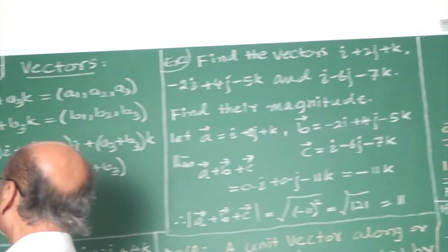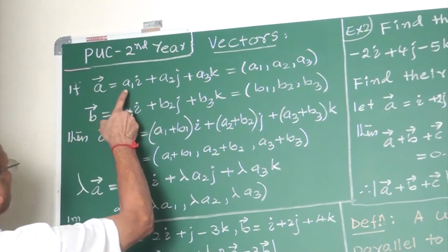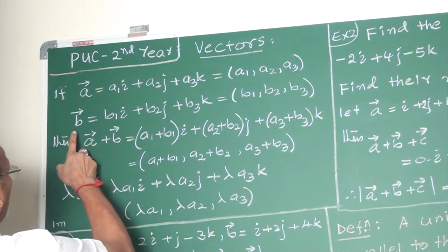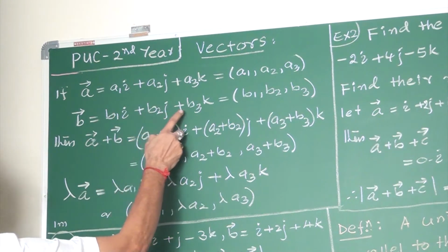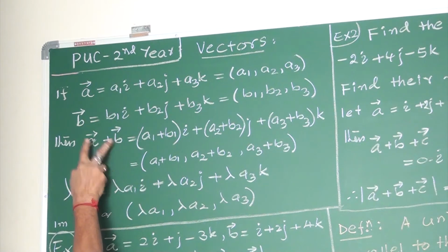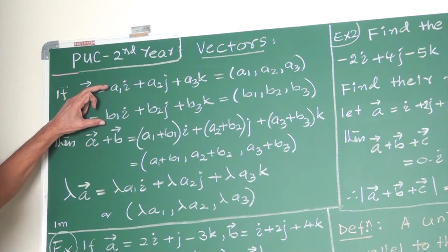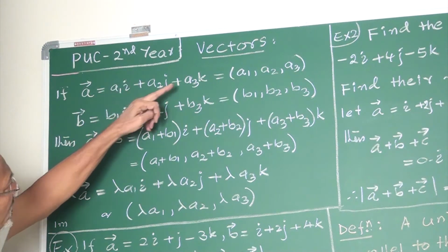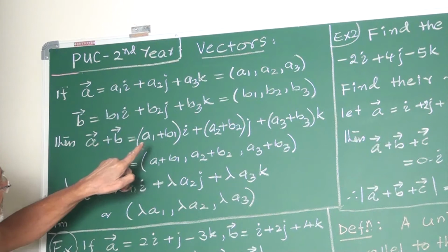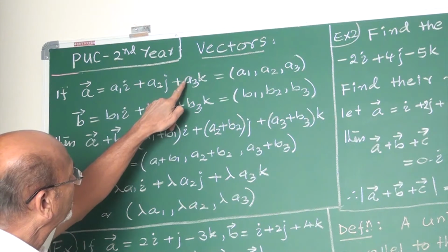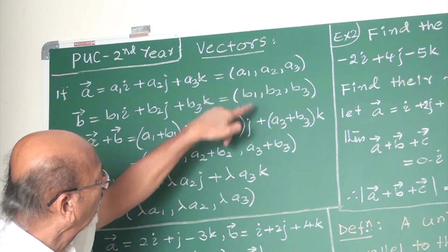Here we have taken vector A as A1 I plus A2 J plus A3 K. It is in the form of a point. Vector B is B1 I plus B2 J plus B3 K. It is in the form of a point. Then the sum of the vectors, addition of the vectors A plus B: just add the scalar components, A1 plus B1 into I, A2 plus B2 into J, A3 plus B3 into K. It is in the form of a point.